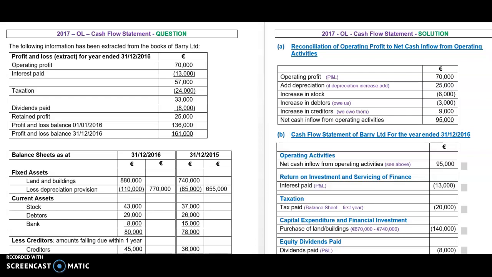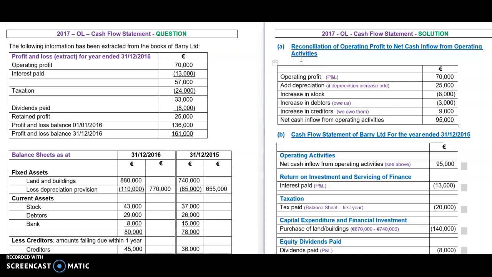This is rapid revision on the 2017 Ordinary Level Cash Flow Statement question. On the left hand side of your screen you will see the question, and on the right hand side you will see the solution. In the question itself we are provided with a profit and loss extract for the year ended the 31st of 12th 2016 along with a balance sheet.